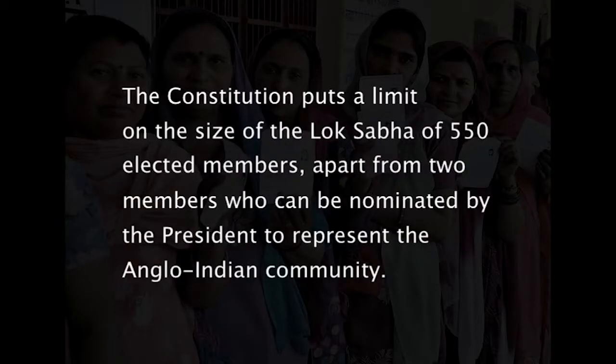The Constitution puts a limit on the size of the Lok Sabha of 550 elected members, apart from 2 members who can be nominated by the President to represent the Anglo-Indian community. There are also provisions to ensure the representation of scheduled castes and scheduled tribes, with reserved constituencies where only candidates from these communities can stand for election.